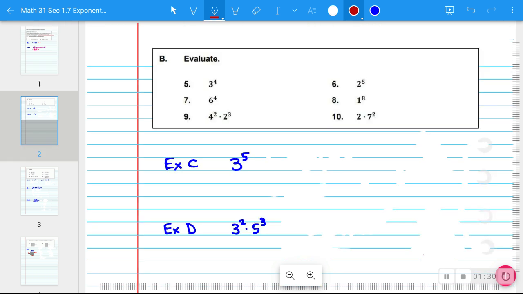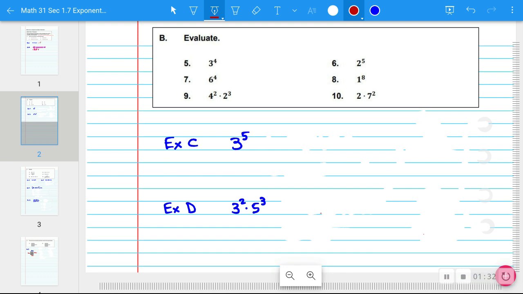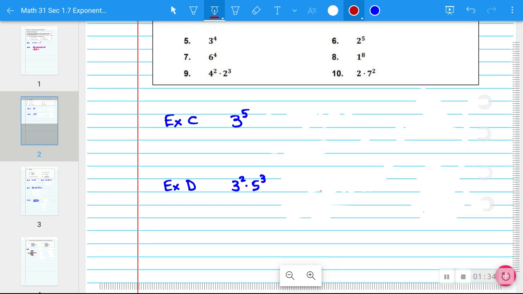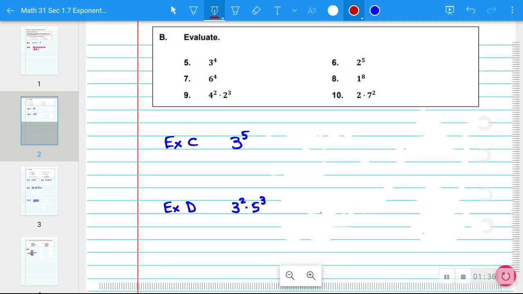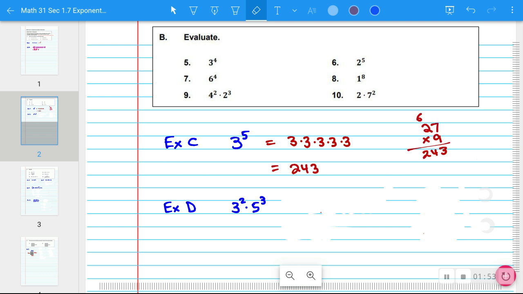Okay, examples C and D. We're supposed to evaluate these expressions, which means find the numerical value you get when you multiply them all out. So I'll do this in stages here. First stage is to actually write it out. 3 to the fifth power is 3 times 3 times 3 times 3 times 3. And then you kind of group things here. So I end up with 27 times 9.